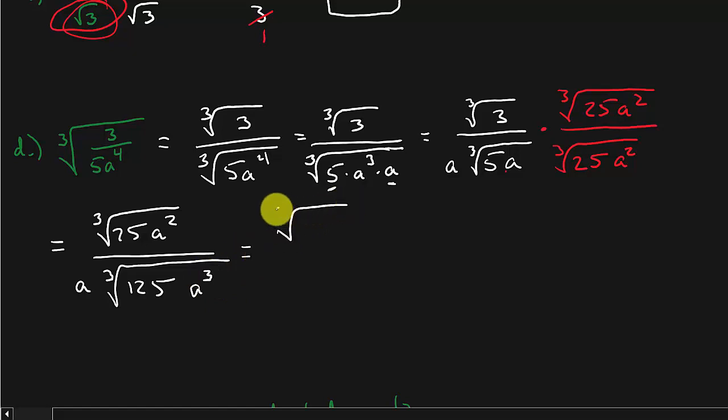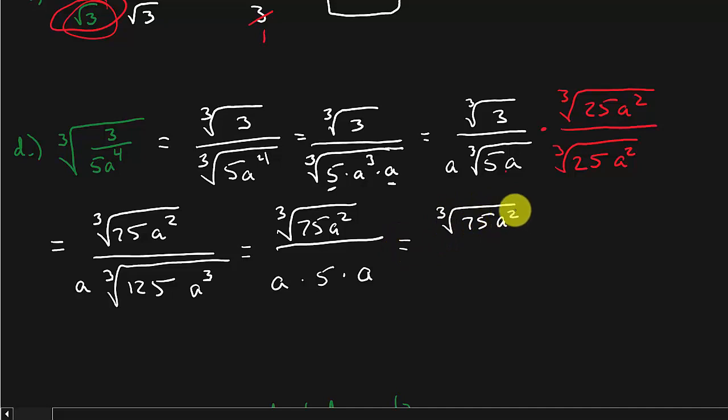And so this is going to be the cube root of 75 a squared over a times, and the cube root of 125 is 5. 3 goes into 3 one time, so that's a to the first. And so that's going to be the cube root of 75 a squared over 5a squared.